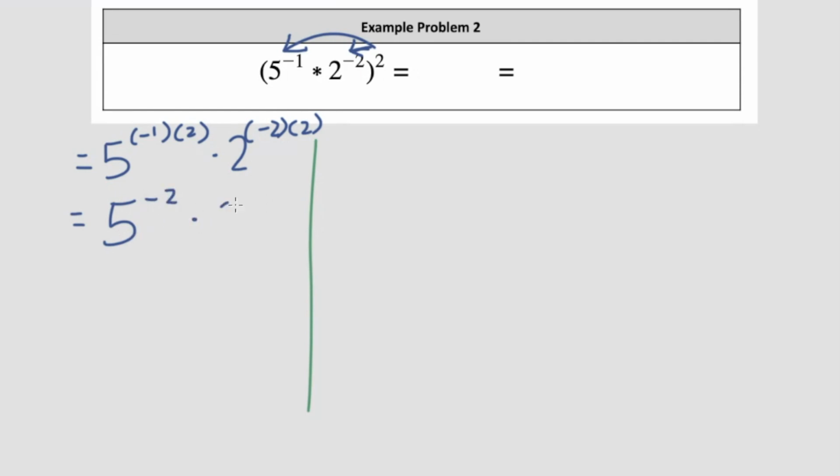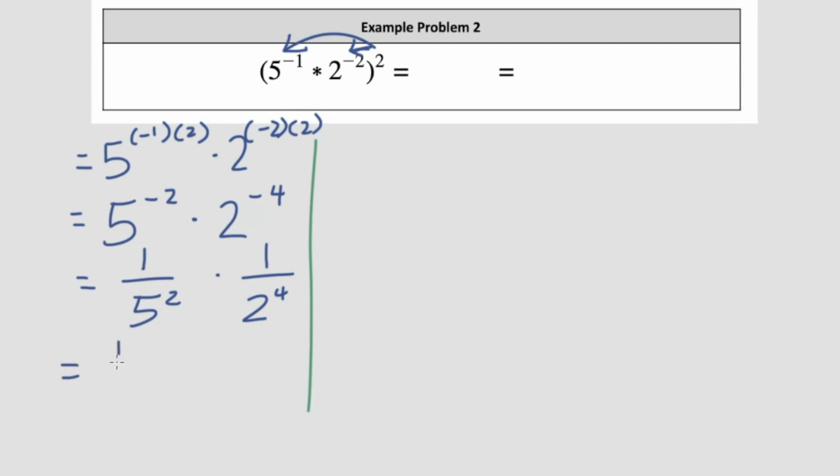That becomes 1 over 5 to the power of 2, because that's a negative exponent, finding the reciprocal, times 1 over 2 to the power of 4. I'm doing the same thing, finding the reciprocal. So just to recap, I took the exponent, I distributed it, and then I found the reciprocal because it's a negative power. Finally, I'm just going to multiply it together.